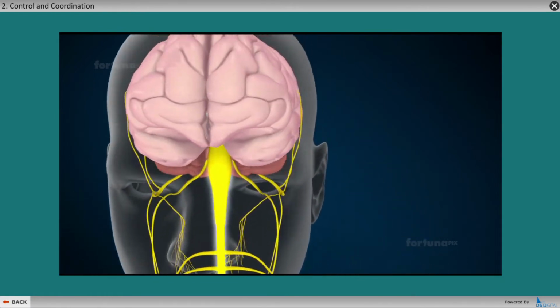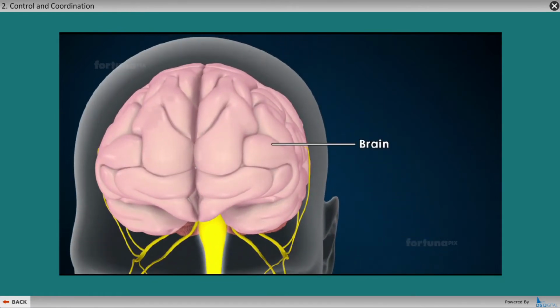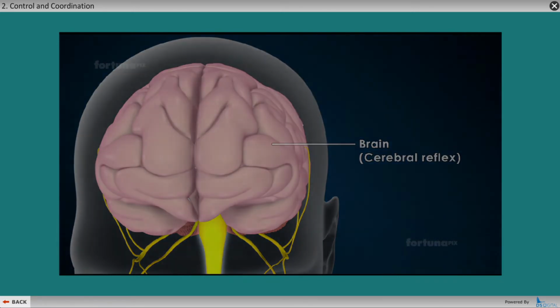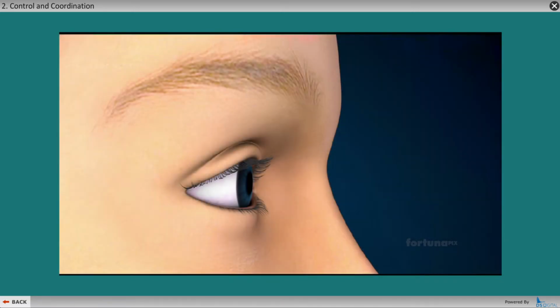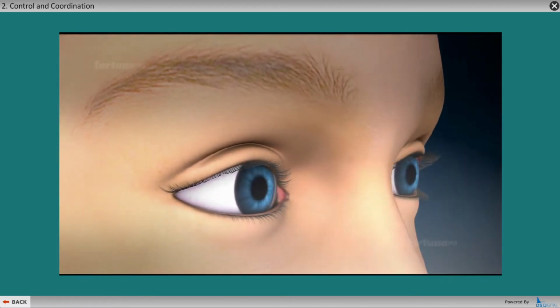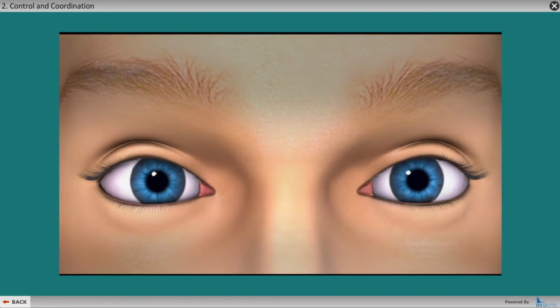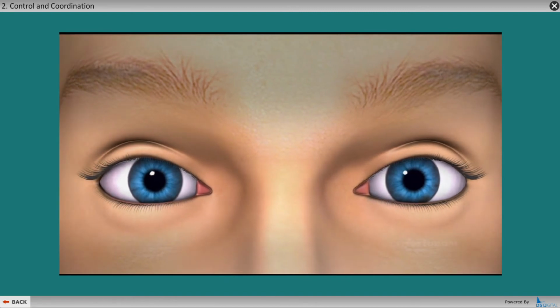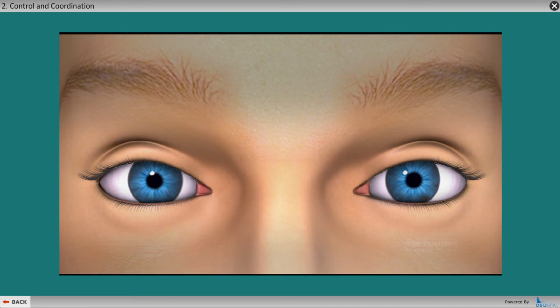Reflex actions can also occur in the brain, in which case it is known as a cerebral reflex. A common example of cerebral reflexes can be seen in the eyes. When a bright light is shined into your eye, particularly if the surrounding environment is dimly lit, the circular muscles of the iris will contract. Consequently, your pupil will become smaller, reducing the amount of light that is able to enter the eye.